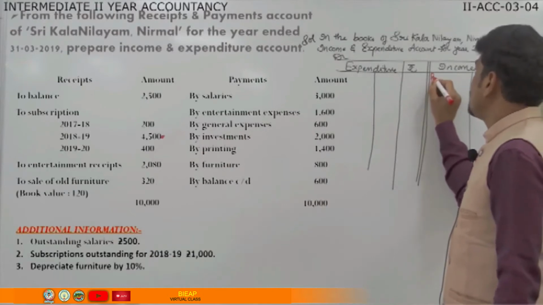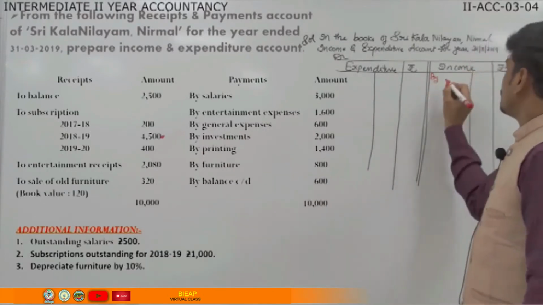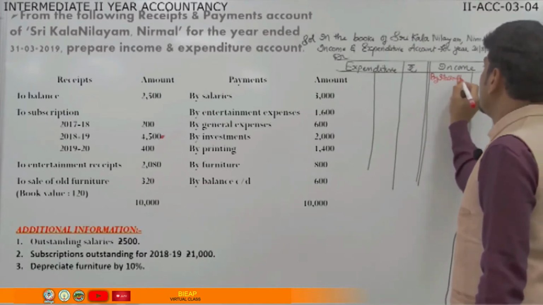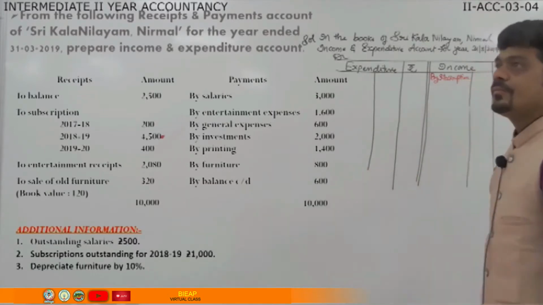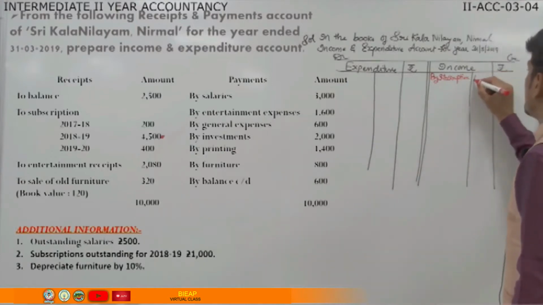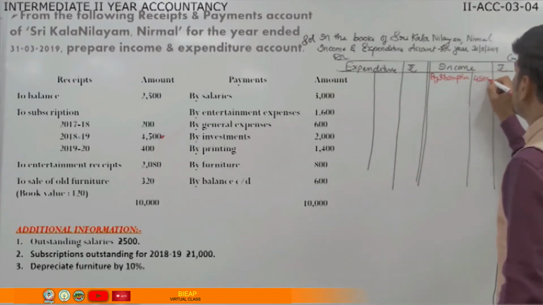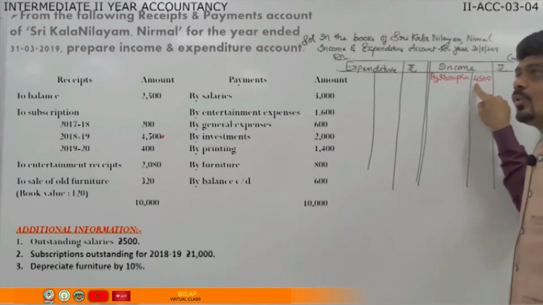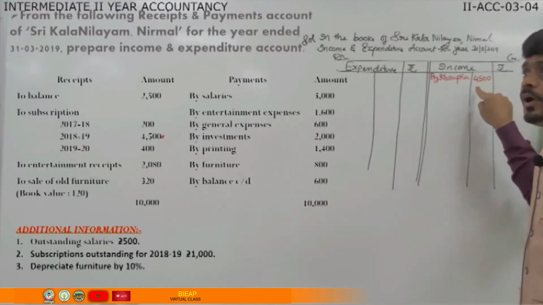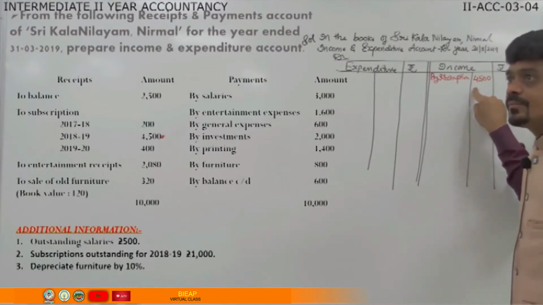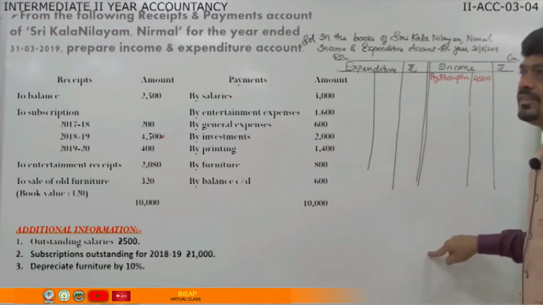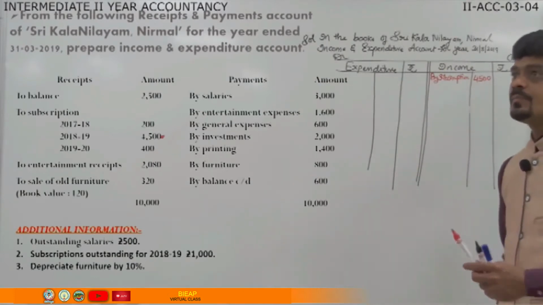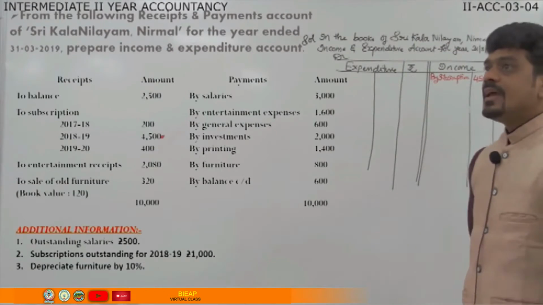So we'll go to income side, and we'll write by subscription. By subscription, amount is 4,500. Which column I wrote? I wrote in inner column. Why I wrote in inner column? Because there is an adjustment. Okay. Immediately don't give the adjustment. First do all the postings. Then at a stretch we can give adjustments.